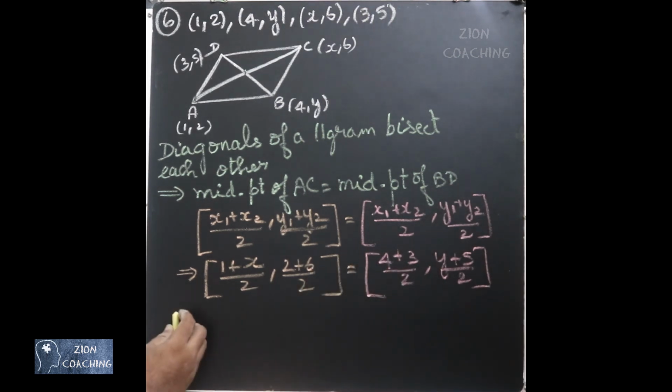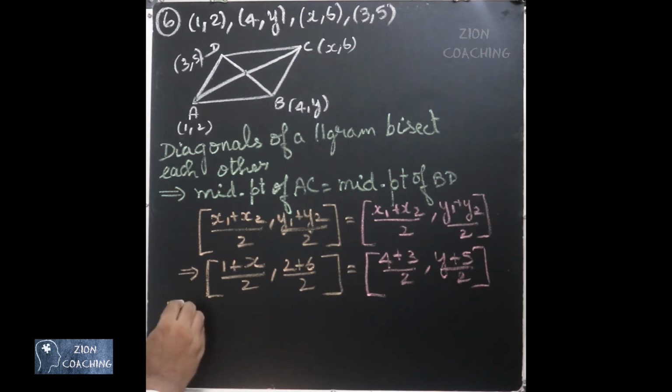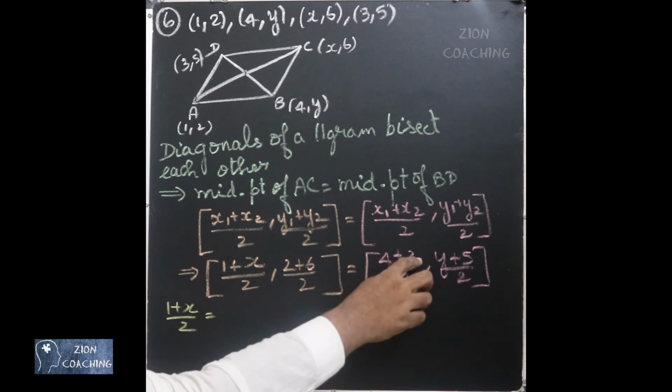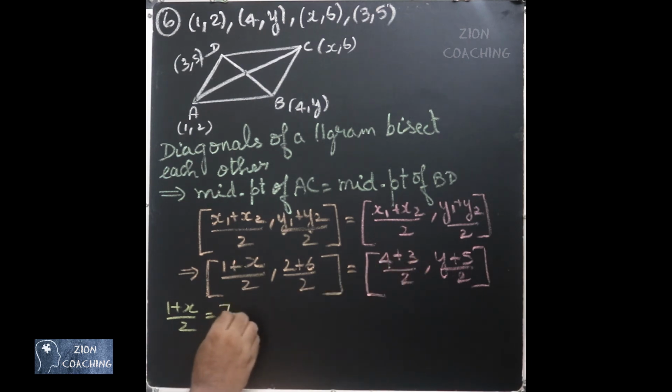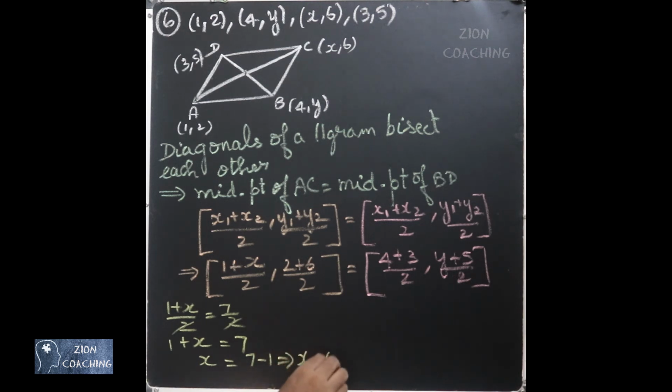We will do one by one. We have (1 + x)/2 equal to (4 + 3)/2, that is 7 by 2. Now the denominators are the same, so you can cancel. So you have 1 + x equal to 7. Taking this 1 to the other side, we will have x equal to 7 minus 1. That implies x is equal to 6.